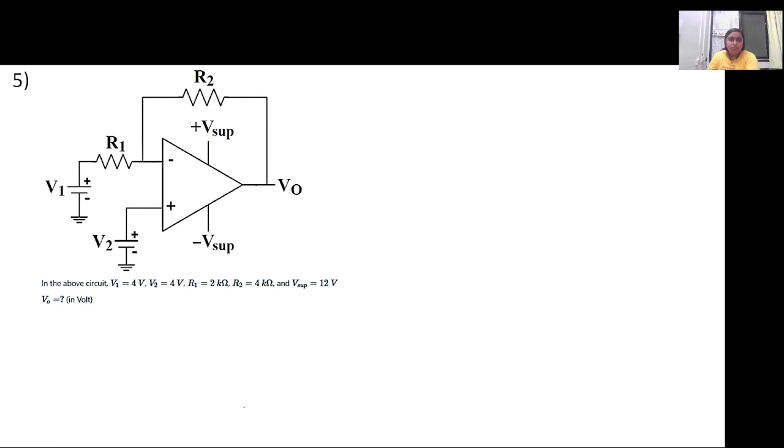So this is again a very straightforward question, right? So this is the voltage VA, this is VB. So VA is equal to VB, and what is the VB value? It equals V2, right, 4 volts. So this node voltage is 4 volts.